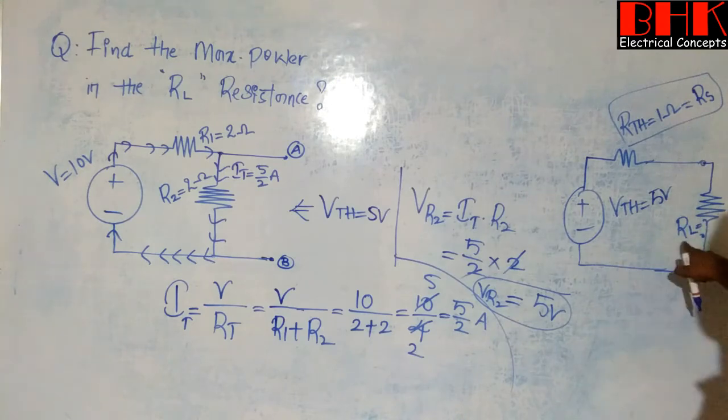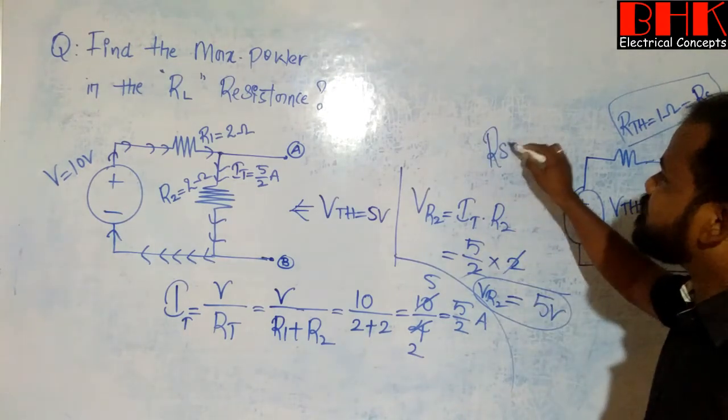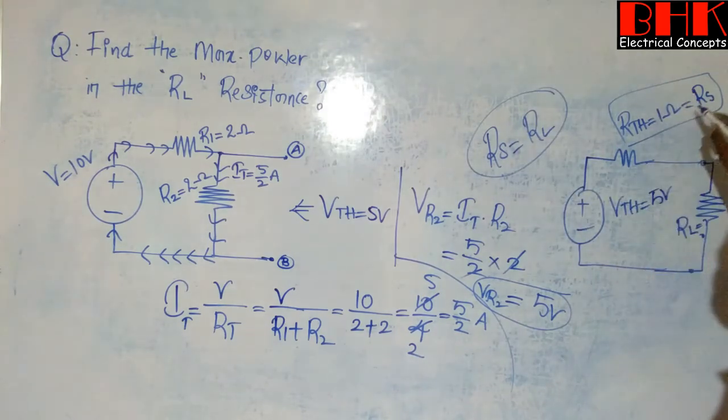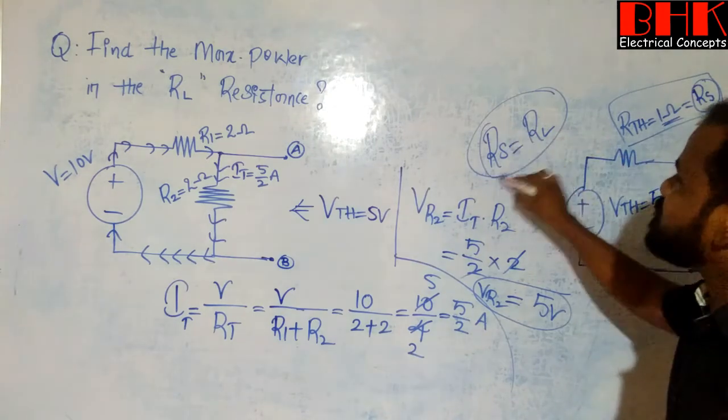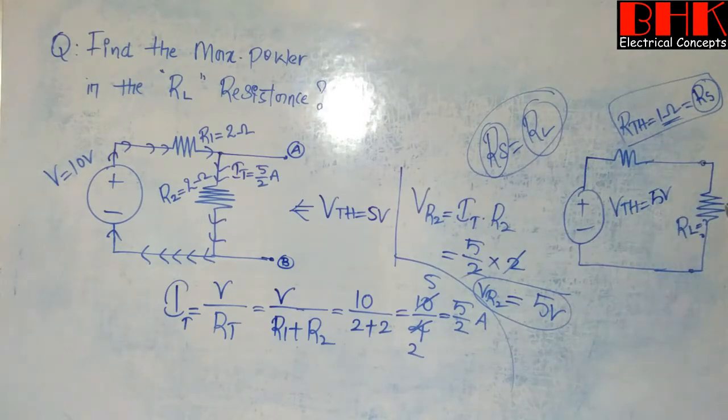Clear? Now as per the condition of the maximum power transfer theorem, source resistance must be equal to load resistance. Now as per this circuit diagram, we know the value of RS. How much? 1 ohm. It means RS is equal to 1 ohm, so RL is also 1 ohm. So that's why here load resistance is equal to 1 ohm.